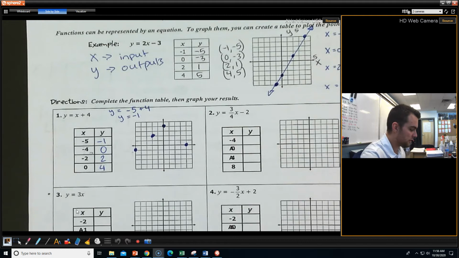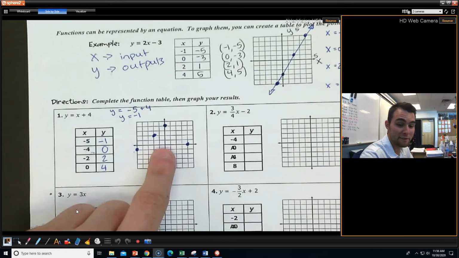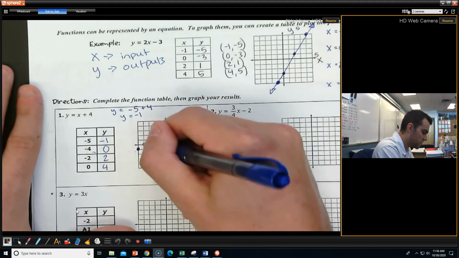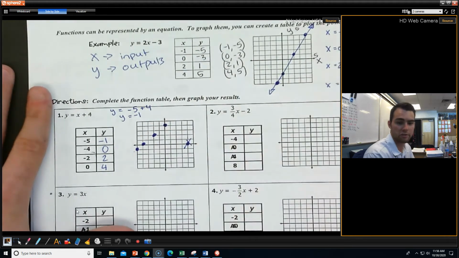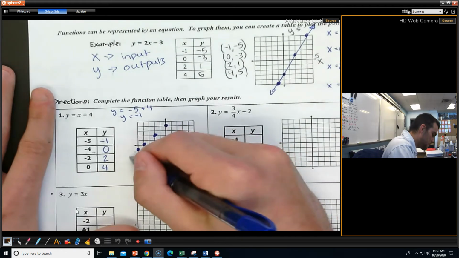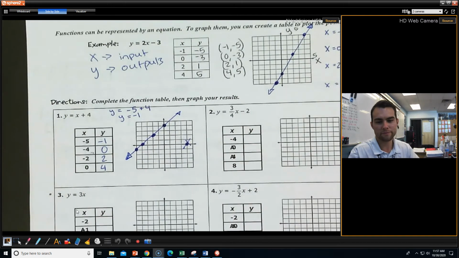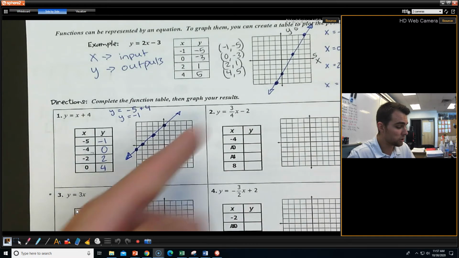Alright, hopefully you caught my error. -4, 0. -4 is in this direction. This should be -4, 0 right here. So that point shouldn't be there. We should just get this guy right here. Okay. So it should look like a line.